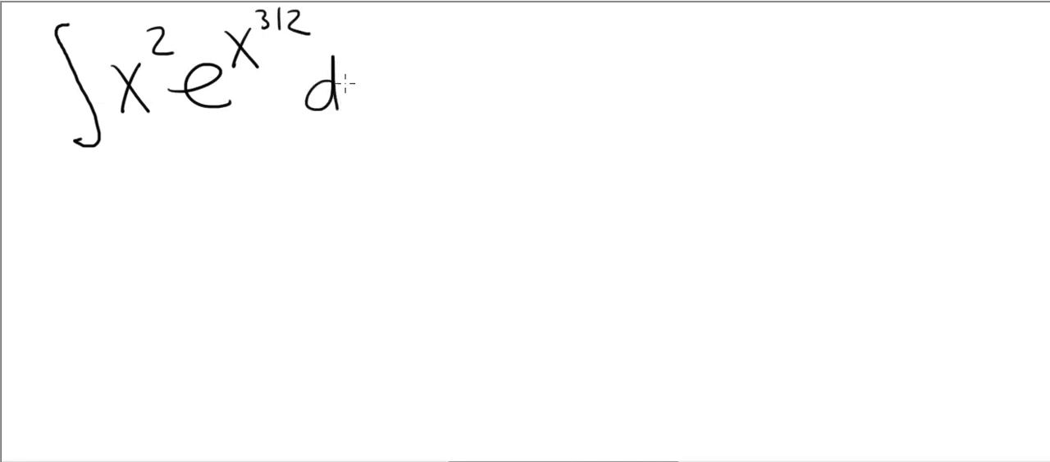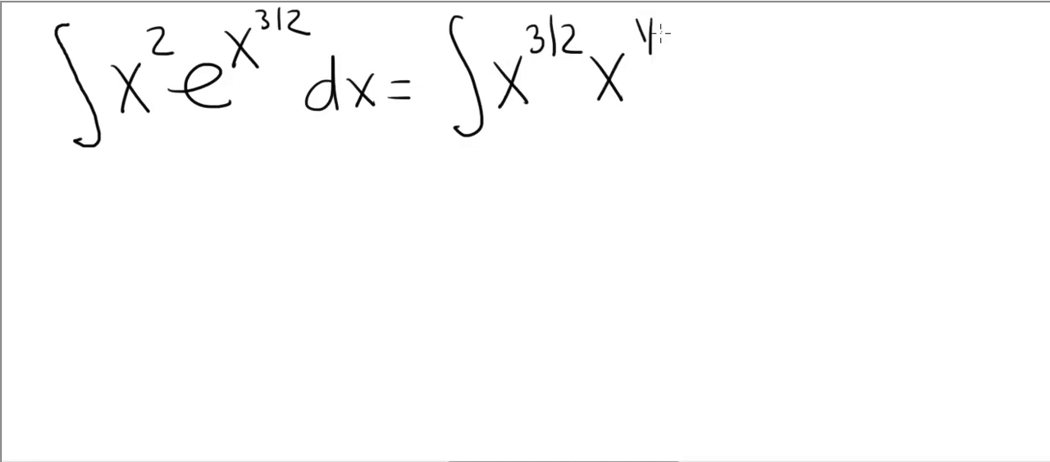We're going to evaluate the integral of x squared times e to the x to the 3/2 power using integration by parts. So first we'll rewrite this integral as x to the 3/2 times x to the 1/2 times e to the x to the 3/2. And now let's use integration by parts.